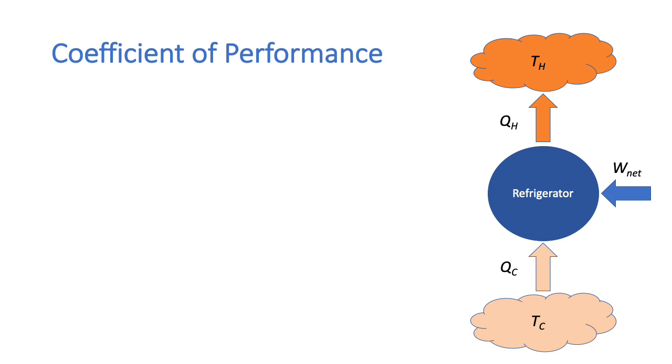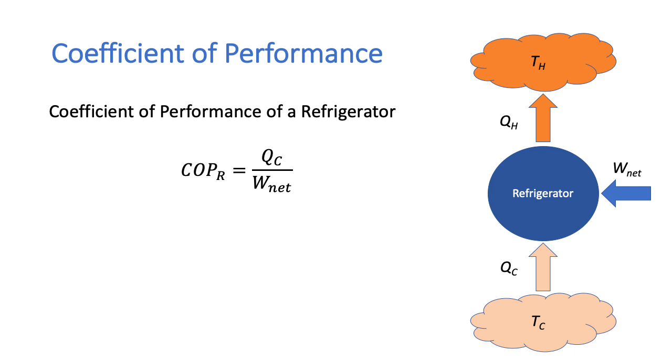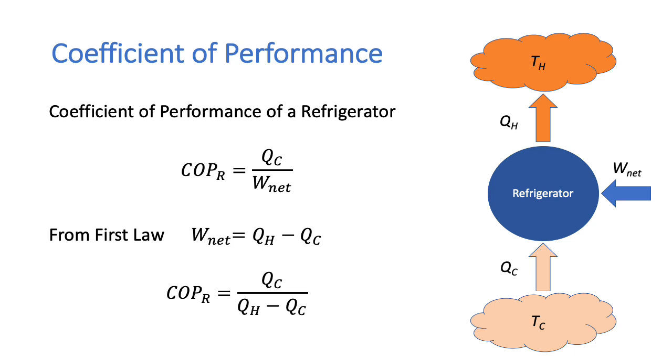The performance of a refrigerator is defined by the coefficient of performance. This is defined as being the heat removed from the low temperature, QC, divided by the net work input, W net. From the first law, we know that W net is equal to QH minus QC. The coefficient of performance, therefore, is QC divided by QH minus QC. Simplifying that, we can write it as 1 divided by QH by QC minus 1.